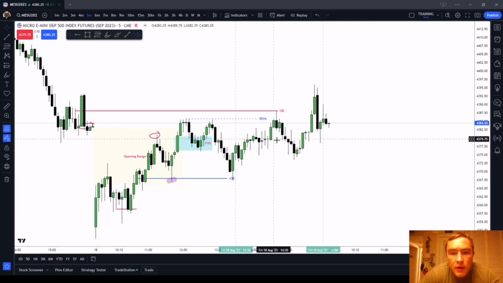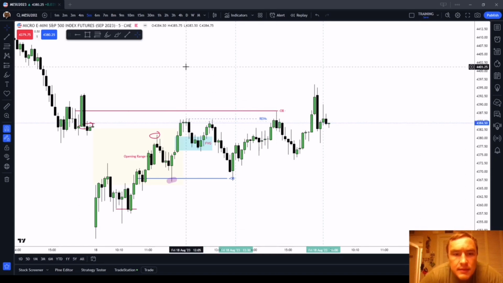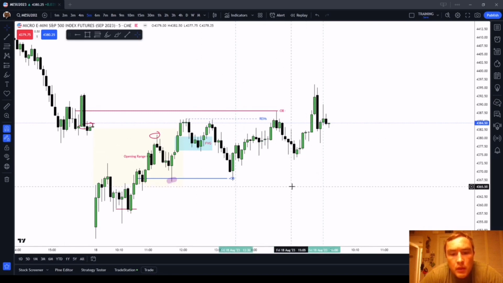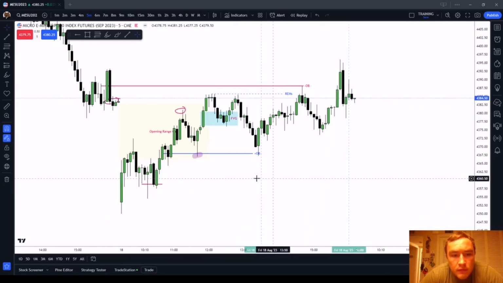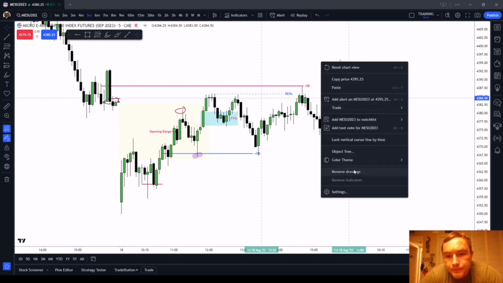And then at the very end of the day, we again ran on our relative equal highs, sitting above 43.88. So the PM session ran on buy side liquidity, and that was that. So it was basically an up day.